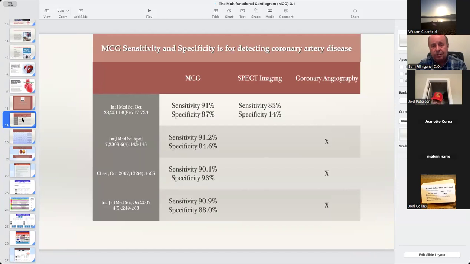When you looked at the studies early on, when we were comparing the MCG to the present day technology just in the area of ischemia, the sensitivity and specificity for the MCG was better than any form of SPECT imaging or nuclear stress testing. And it matched up very well with the information we were getting with coronary angiography.